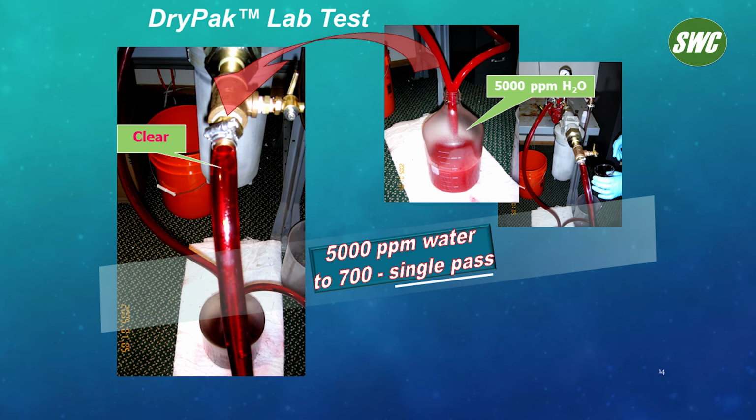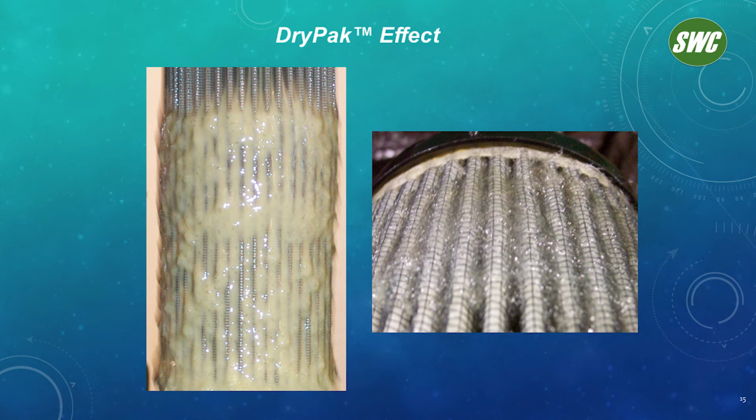Lab tests revealed that we could get from 5,000 parts per million down to 700 parts per million in a single pass. We were surprised when we saw the water holding capabilities of these dry pack elements. And what we found, the reason that we were able to grab so much water is that it actually accumulated on the outside of the filter element, much greater than the dirt holding capacity.